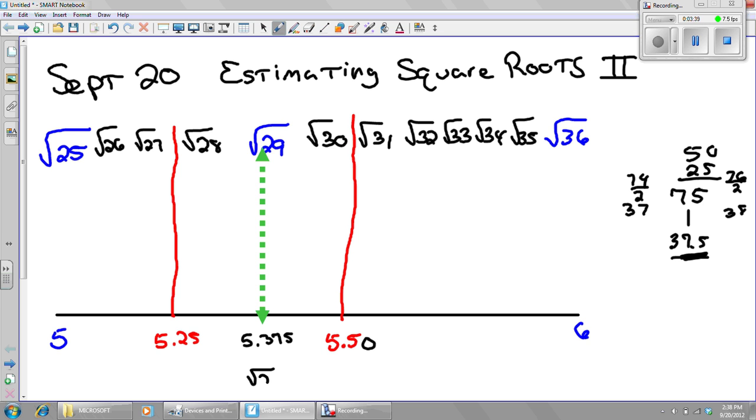My estimation, since I'm only going to the nearest tenth, is that the square root of 29 is approximately equal to 5 4/10, because that's pretty close. All right.